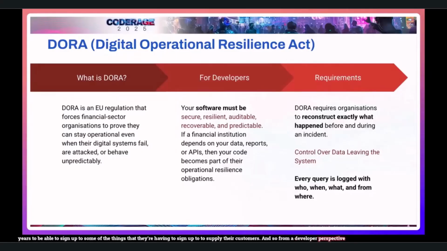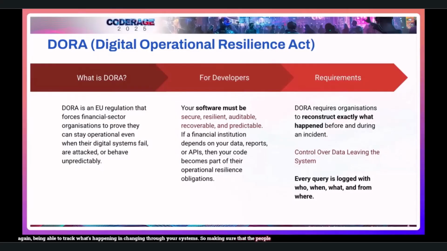So from a developer perspective here, I think the key thing is we need to make sure our software is secure, reliable, auditable, which is a key point here, recoverable and predictable. So recoverable could be things like point-in-time recovery on your database. If you're not using InterBase, that's definitely a feature that's worth having a look at on the server versions. Auditable, again, being able to track what's happening and changing through your systems.